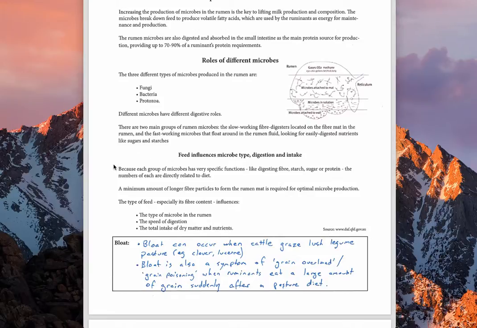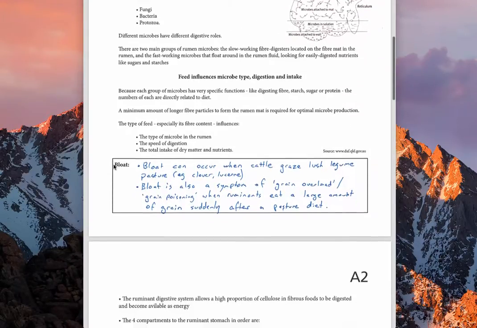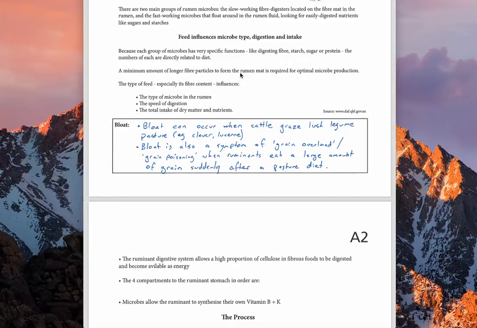So the food that a ruminant is eating is going to determine what microbes are present in the rumen. So this bit here says, because each group of microbes has a specific function, such as digesting fiber, digesting starch, digesting sugar, or digesting protein, the numbers of each are directly related to the diet. And a minimum amount of longer fiber particles to form the rumen mat is required for optimal microbe production.